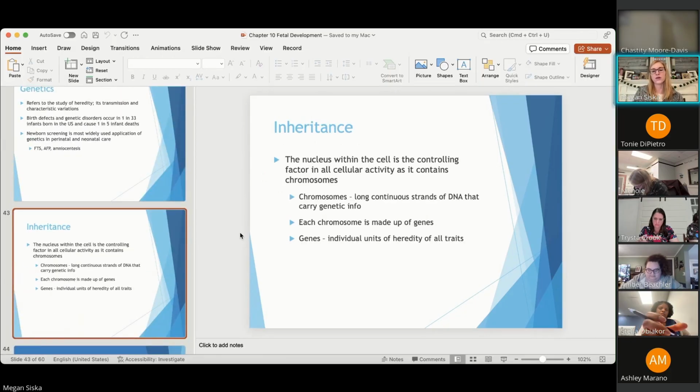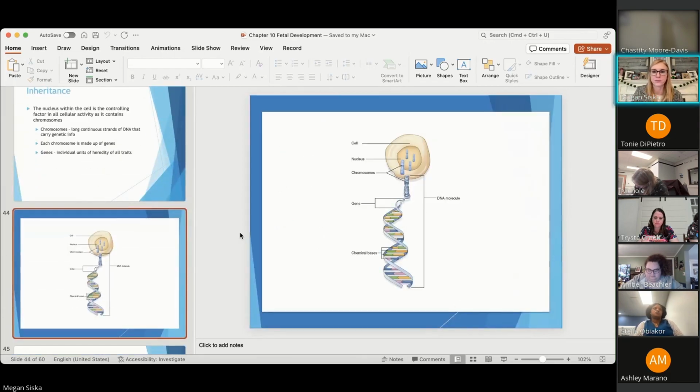Inheritance. So the nucleus within the cell is the controlling factor for all those chromosomes that we kind of talked about already. And then in our chromosomes, we have our DNA, which is composed of genes that we inherit, some from mom and some from dad. So just a picture of your little chromosome, your genes.